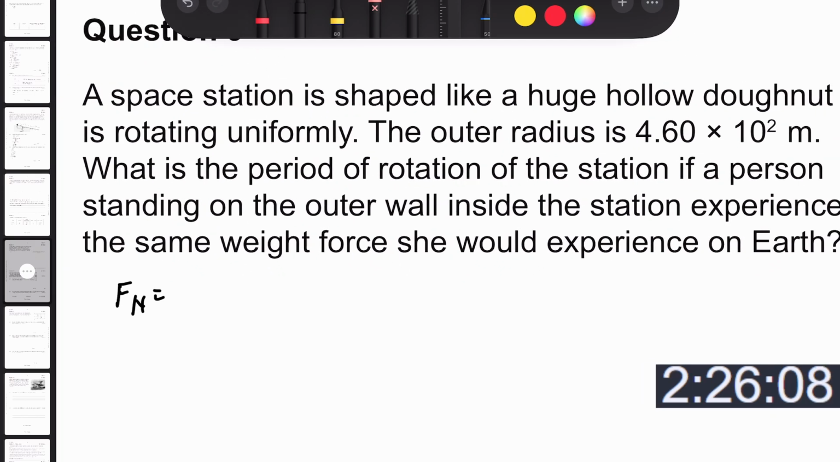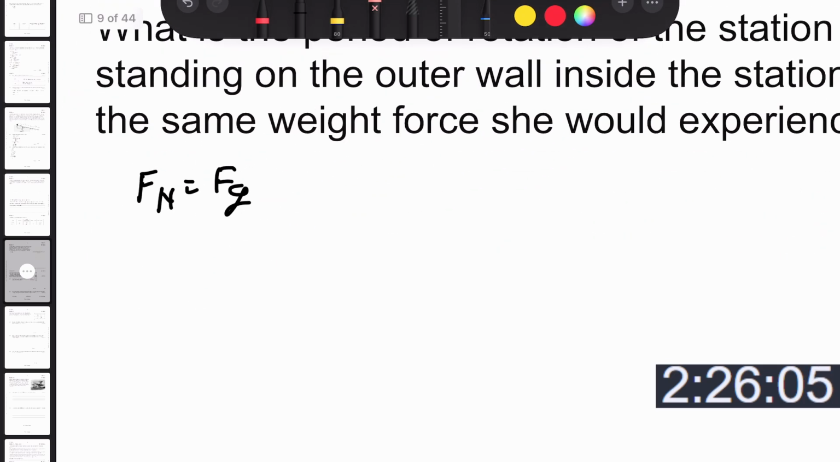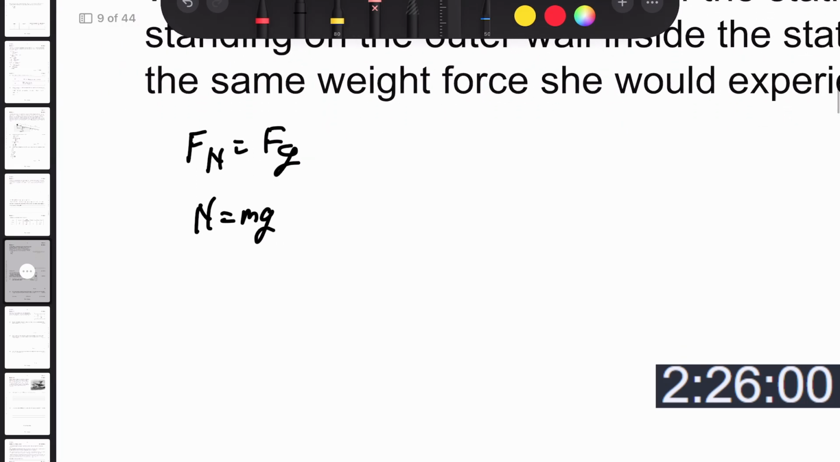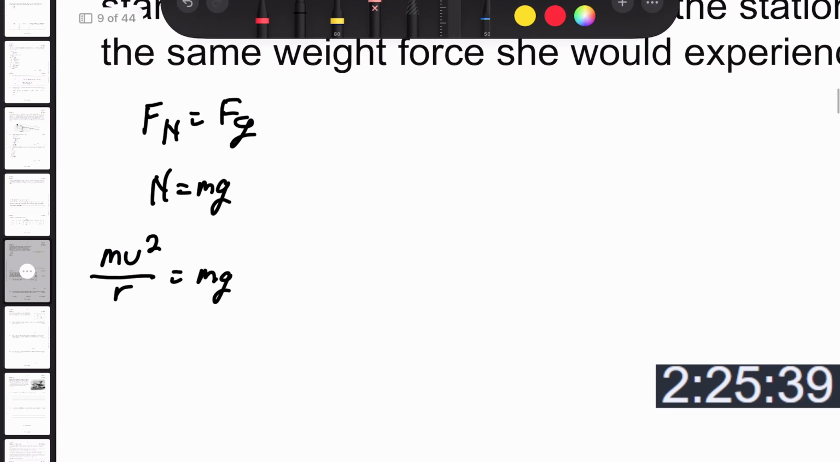The same weight force you would experience on Earth. So then force of normal equals force of g. So normal will then equal mg. So but then mv squared over r is equal to this normal force. Because the resultant centripetal force will match the normal force.